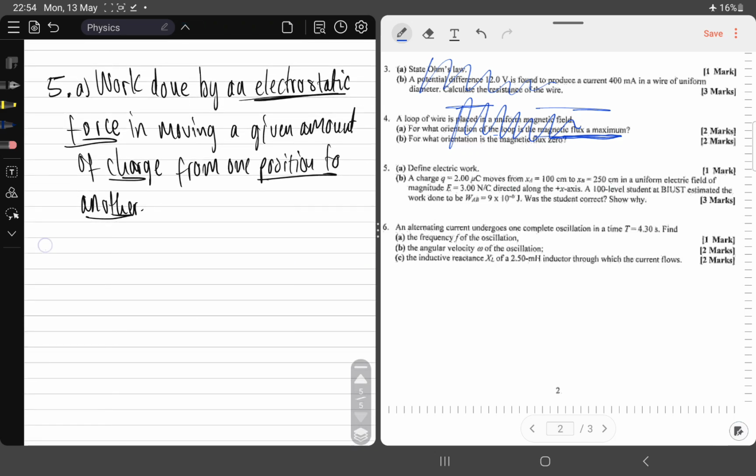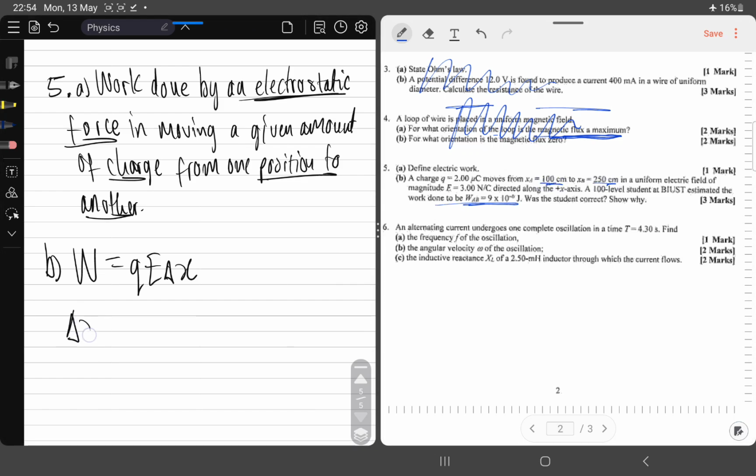So here we know the formula for work. A student guessed that the work done is this. A charge moves from this place to this. Already I'm saying that it must be work. Work is equal to QE delta X, right? So here it moves from 100 centimeters to 250.